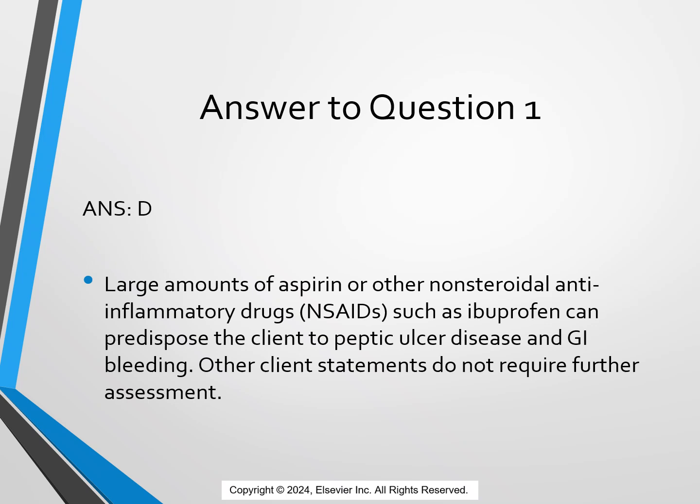The answer to this question is D, as in Delta. The reason we would want to question the patient about taking any kind of NSAID is that large amounts of NSAIDs, such as ibuprofen, can predispose the client to peptic ulcer disease and GI bleeding.